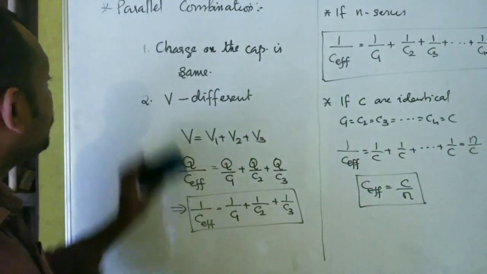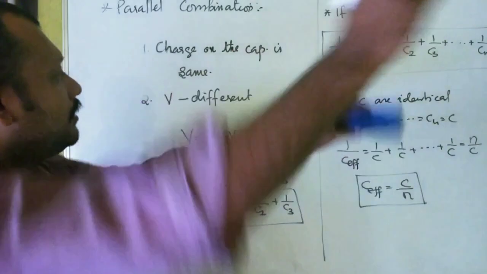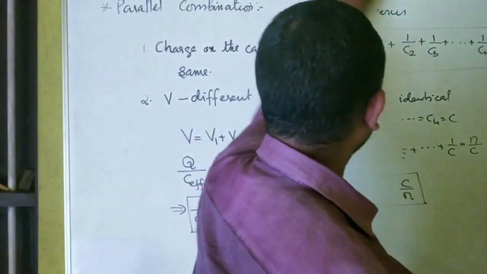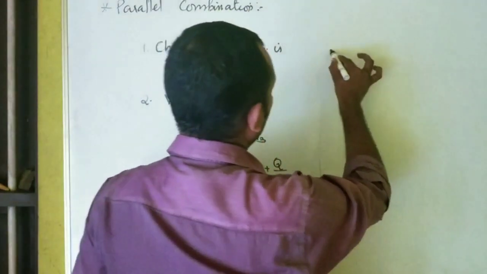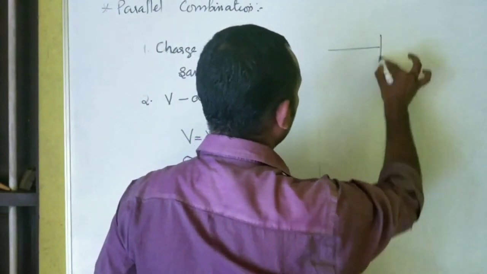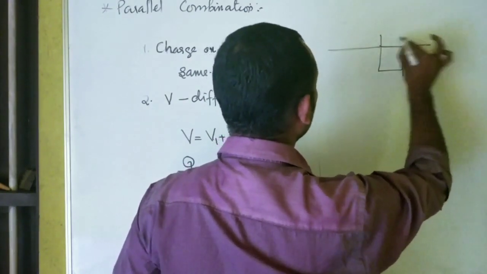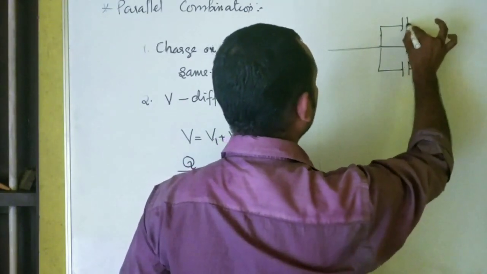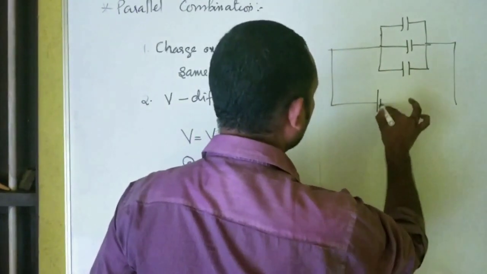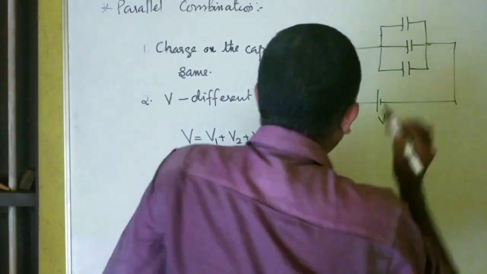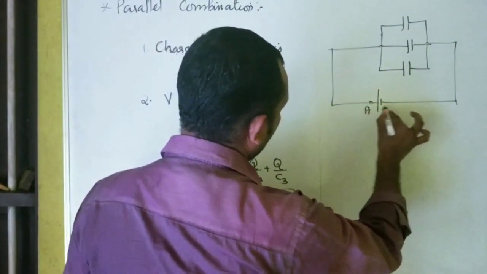Now let us consider the parallel combination of capacitors. If capacitors are connected in parallel, just like we did earlier, I will take 3 capacitors. This is 1, this is 2, this is 3, connected to a supply voltage V. Let me take this point as A and this point as B.